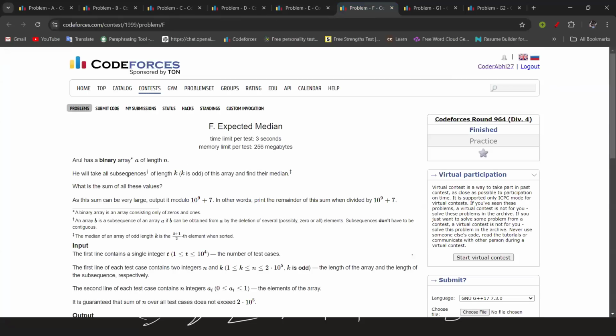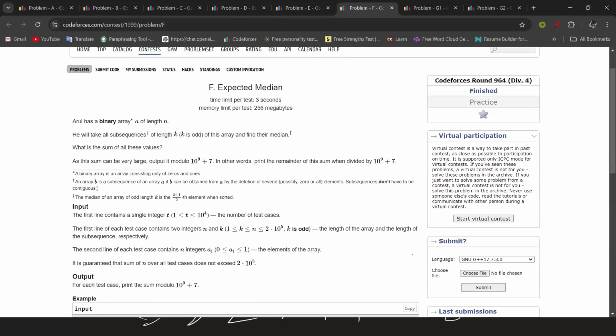Okay, so now let's move to the next problem, which is problem F. Okay. So problem F, we are given a binary array A of length n. He will take all subsequences of length k, where k is odd, of this array, and find the median. What is the sum of all these values, output it modulo 1e9 plus 7.